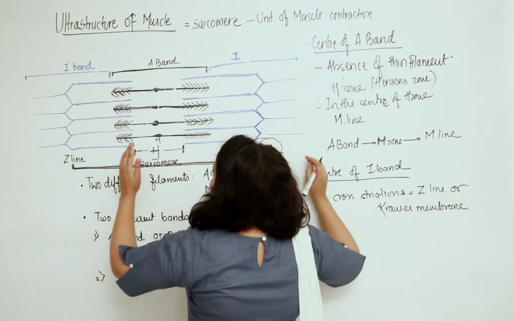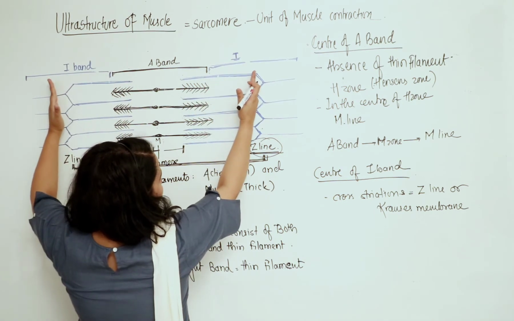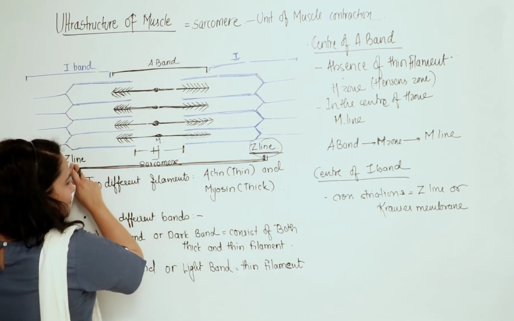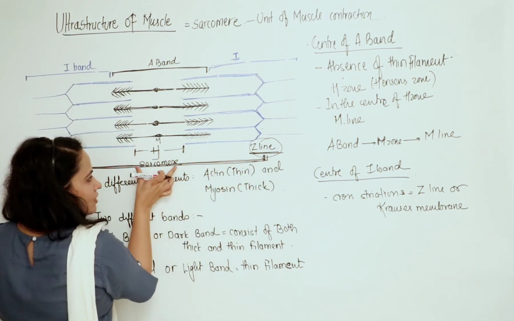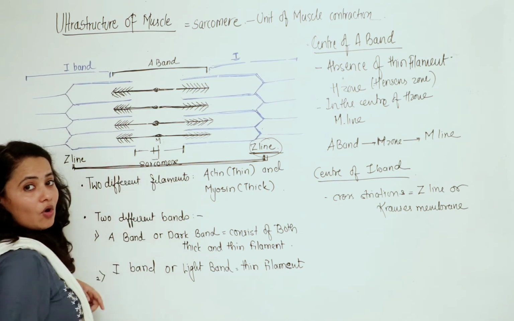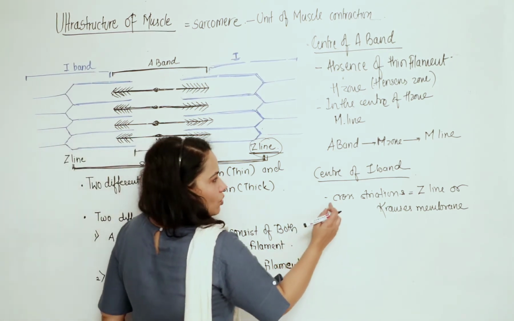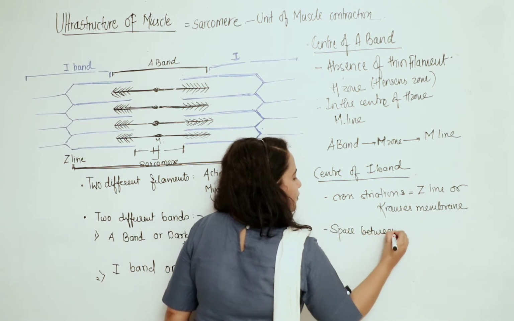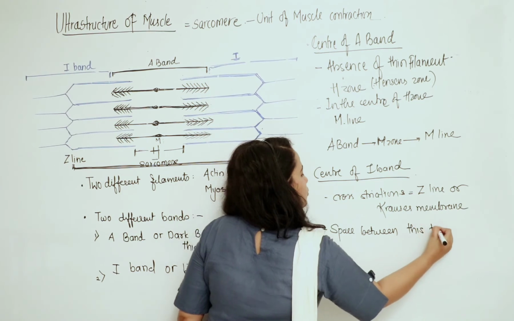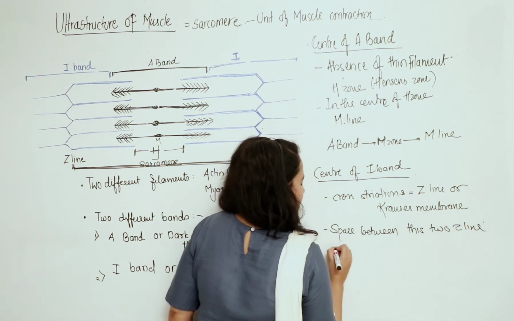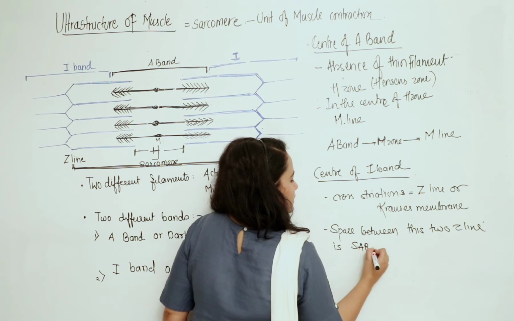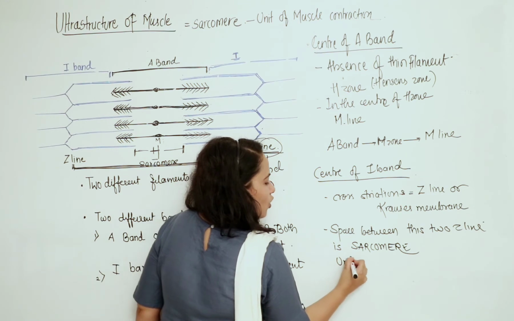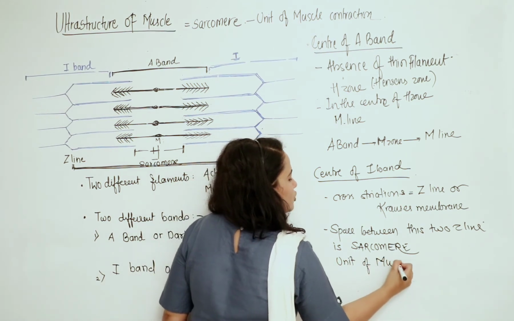We know that the A band lies in the center of I band. तो I band के दोनों ही साइड पे आपको Z line देखने मिलेगी. And the space between these two Z lines is known as sarcomere. What is it called? Sarcomere. So the space between these two Z lines is sarcomere, which is a unit of muscle contraction.